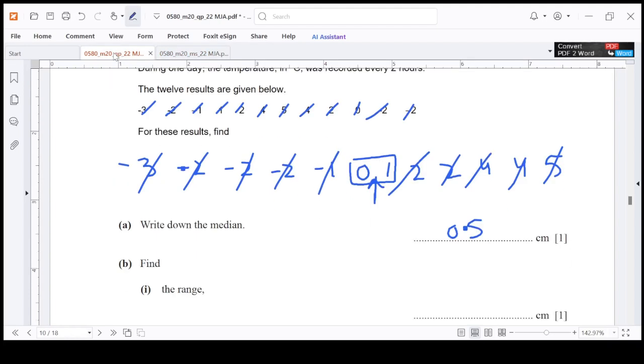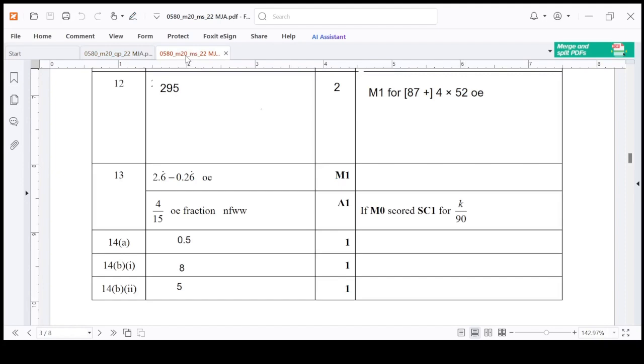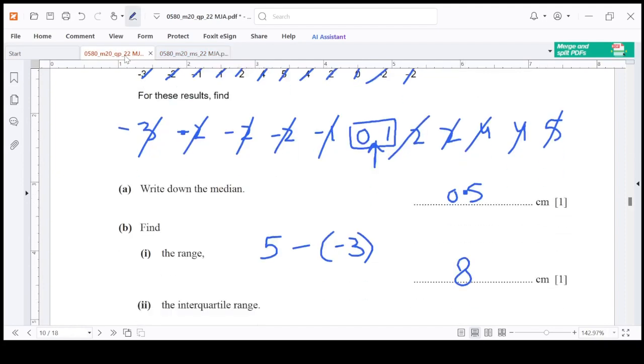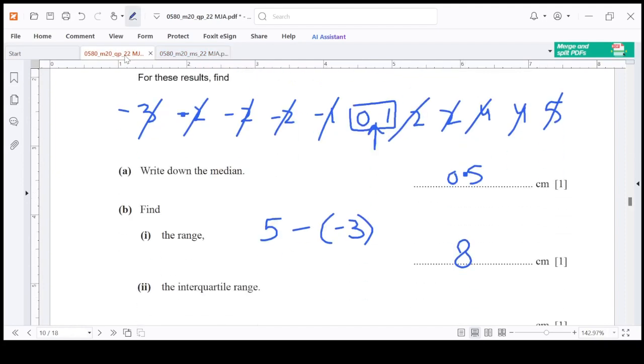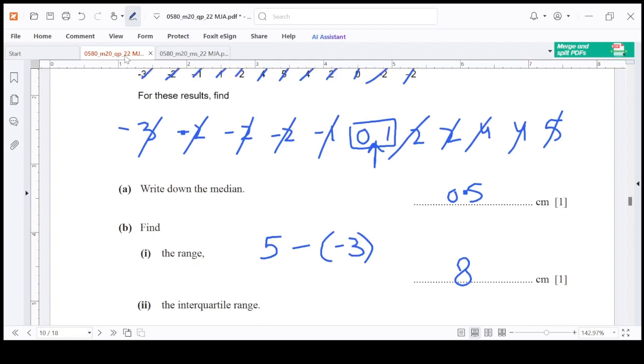Find the range. Okay. Again, range is the maximum value of the data minus the smallest value of the data. So that's going to be 5 minus minus 3, which is 8. Yes, that is correct. And lastly, the interquartile range. Okay, now the interquartile range is the upper quartile minus lower quartile.